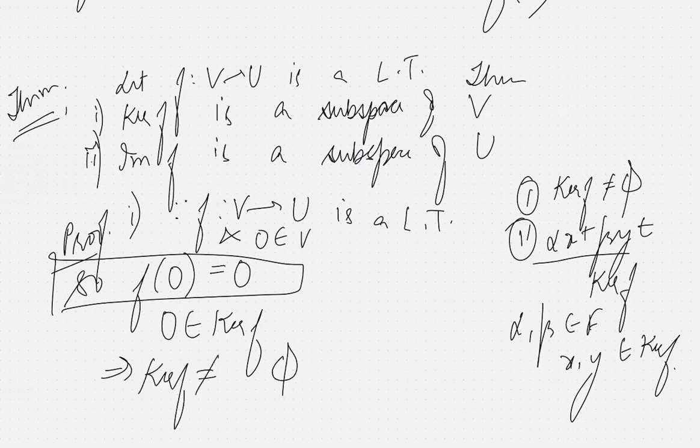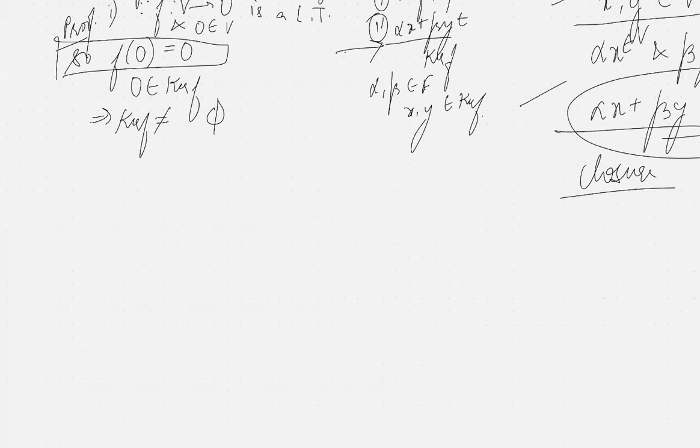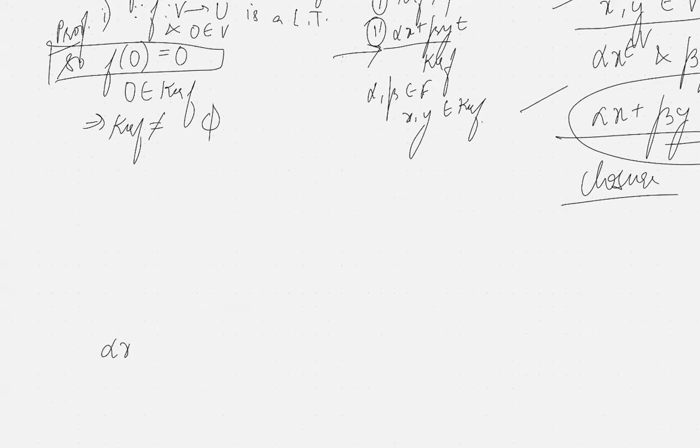Next thing, we have to prove this. We will take this general element alpha x plus beta y, and we have to show that alpha x plus beta y belongs to kernel F. Let's again do it in an opposite way. Now we will be showing at last that alpha x plus beta y belongs to kernel F. Why will alpha x plus beta y belong to kernel F? If f of alpha x plus beta y is equal to 0, then it will belong to kernel F.